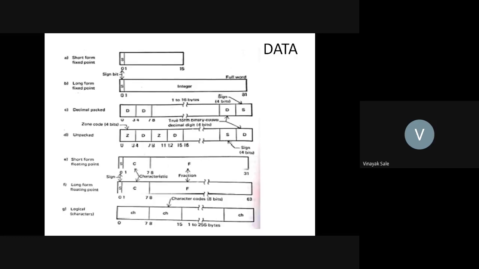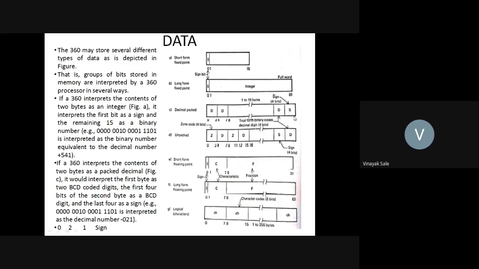Then decimal packed, here total 12 bits for a decimal packed. First 8 bits for a decimal data, that is out of them 4 bits for decimal, again 4 bits for a decimal, then 16 bits to a decimal digit, then next 4 bits for decimal, again last 4 bits for a decimal. So we have taken the example of IBM 360.